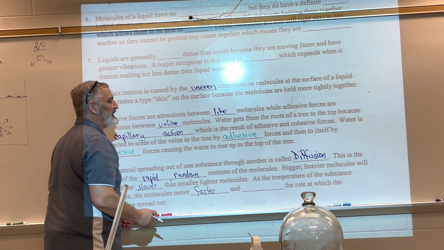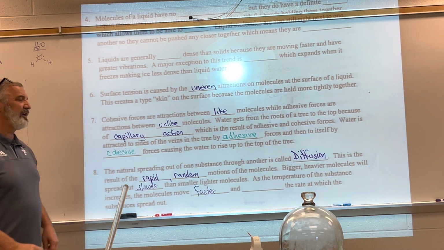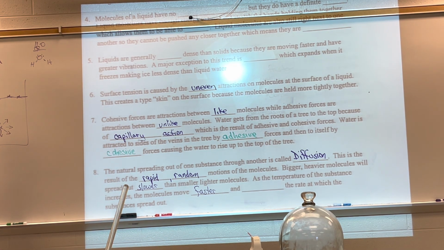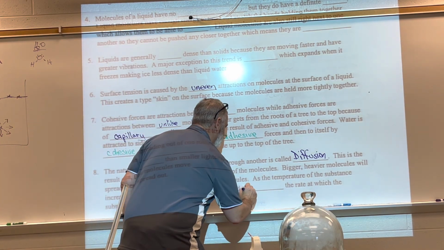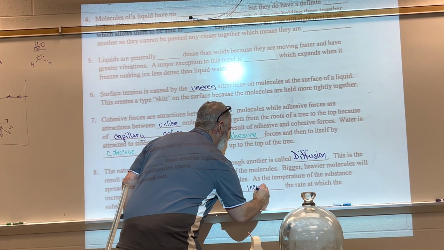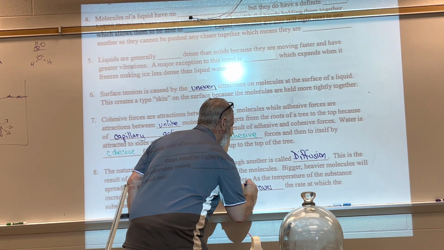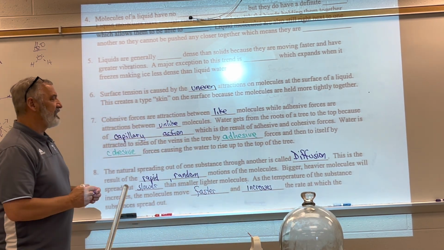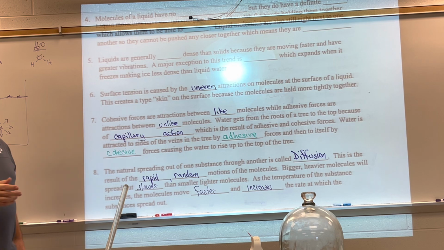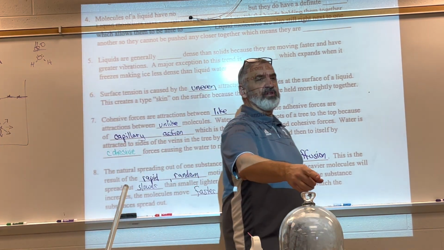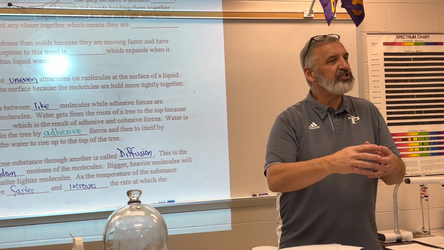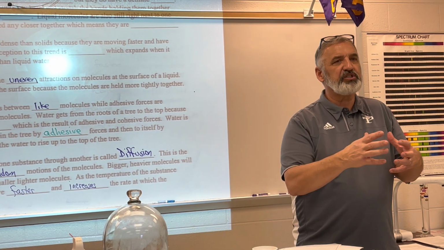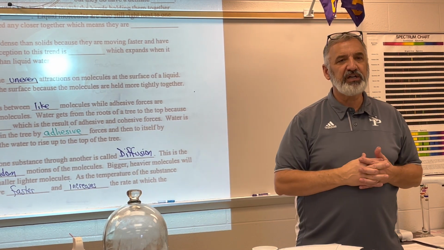What's the next blank? Read the rest of the sentence. Increases the rate. Okay? Now listen. Heat them up, speed them up, cool them down, slow them down. The more you increase the temperature, the faster they're going to be going.